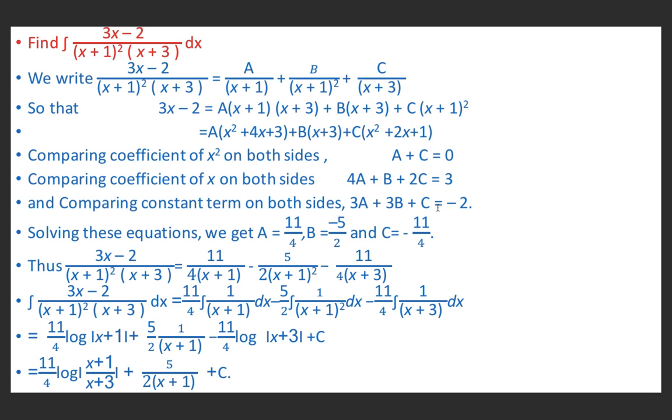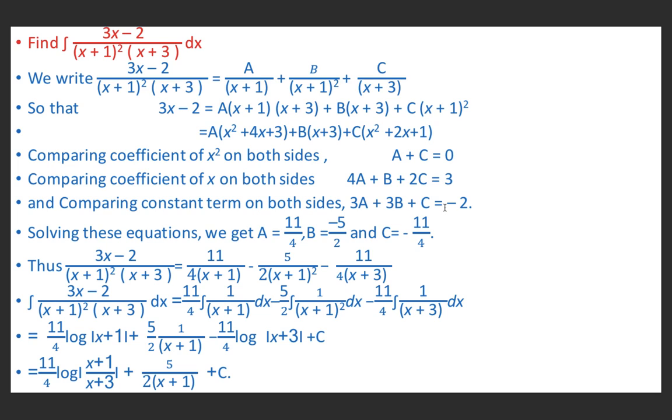So it is c. So on comparing the coefficient of x square, x and constant term on both sides of this equation, we get a plus c equal to 0, 4a plus b plus 2c equal to 3, 3a plus 3b plus c equal to minus 2. So you can solve this equation to get the values of a, b and c. You can shift c to other side, get the value of a equal to minus c, substitute the value of a here, substitute the value of a here, you will get the equation in b and c.